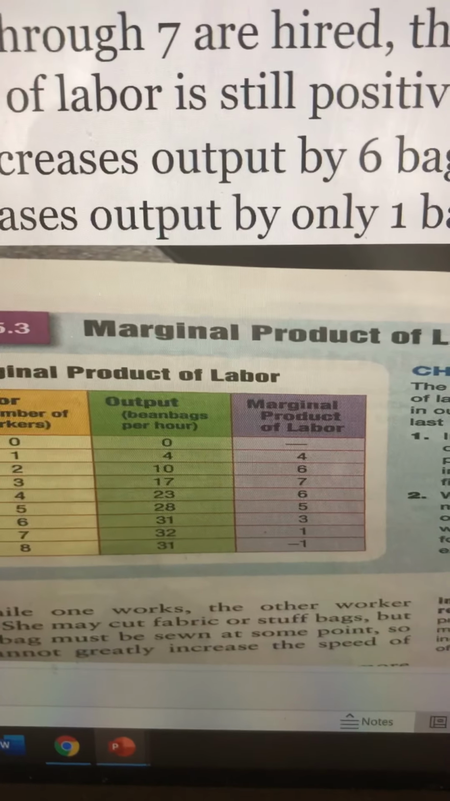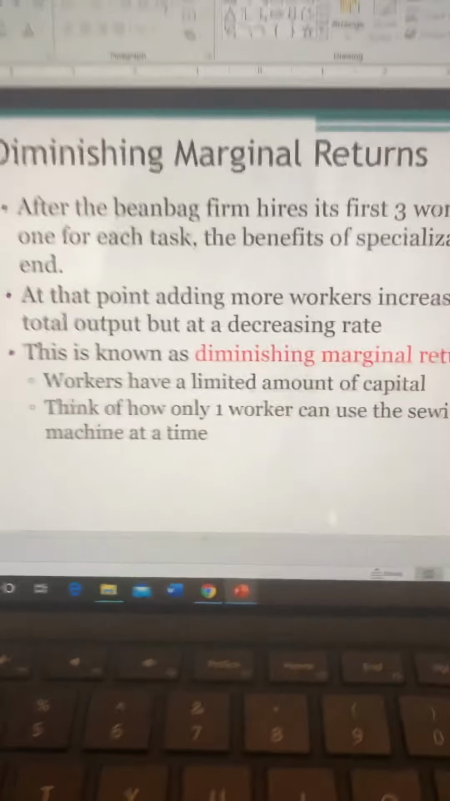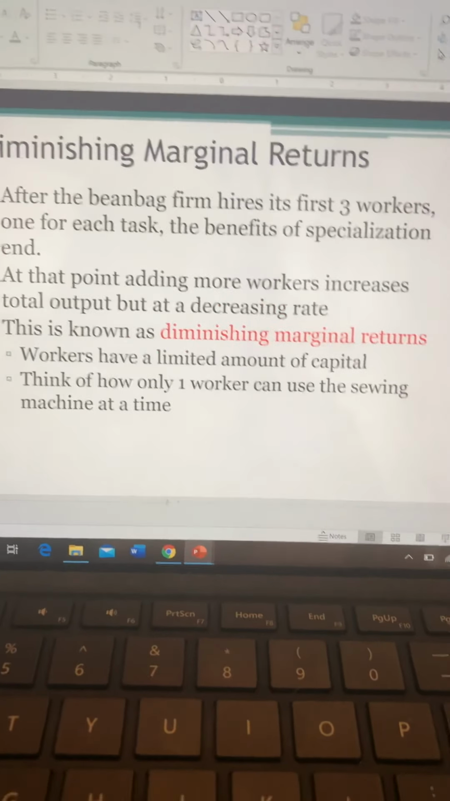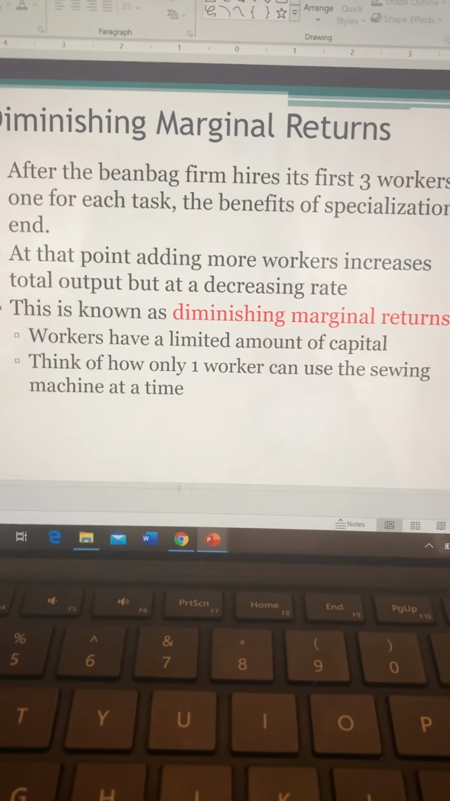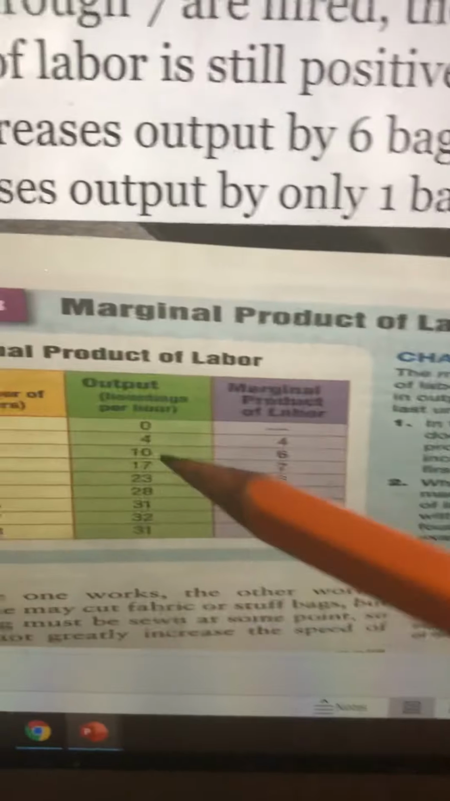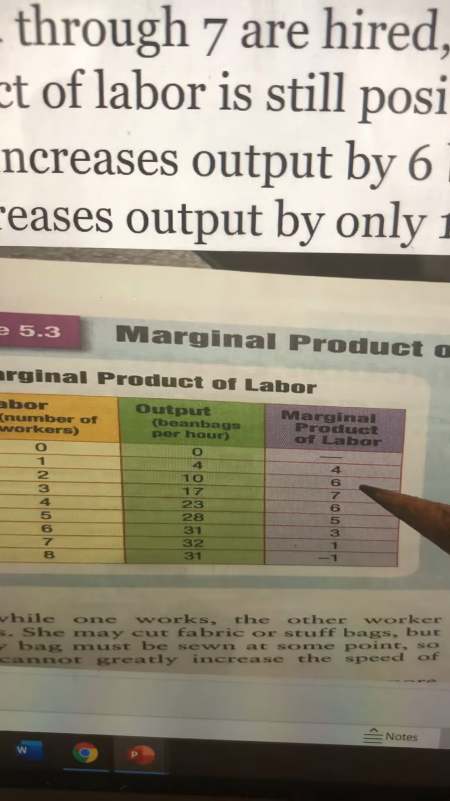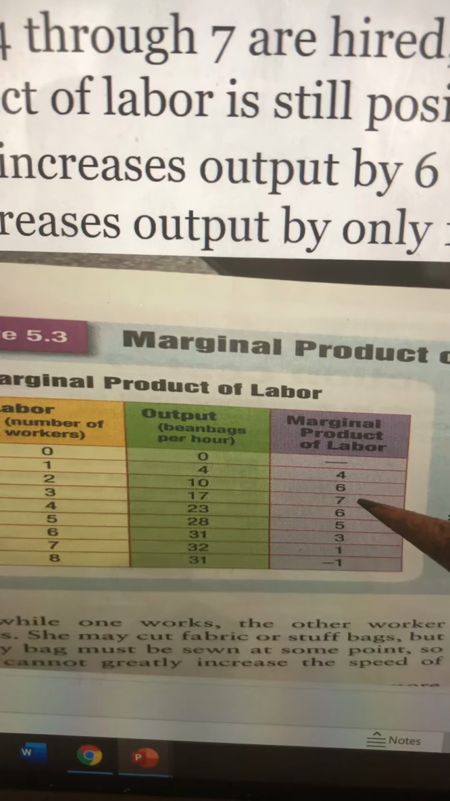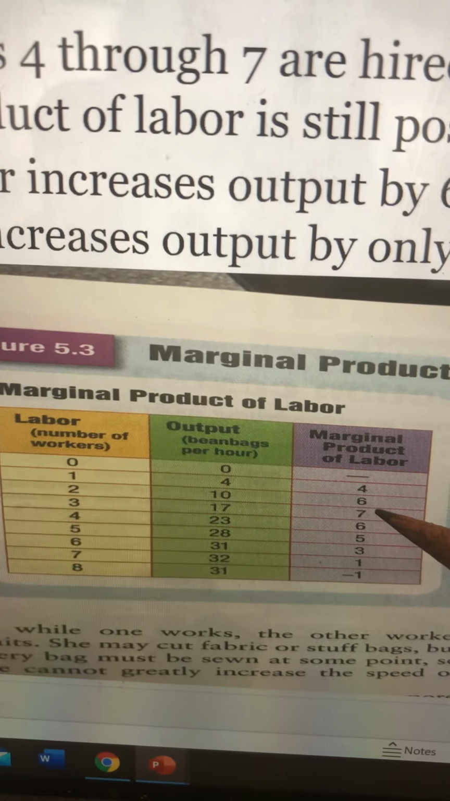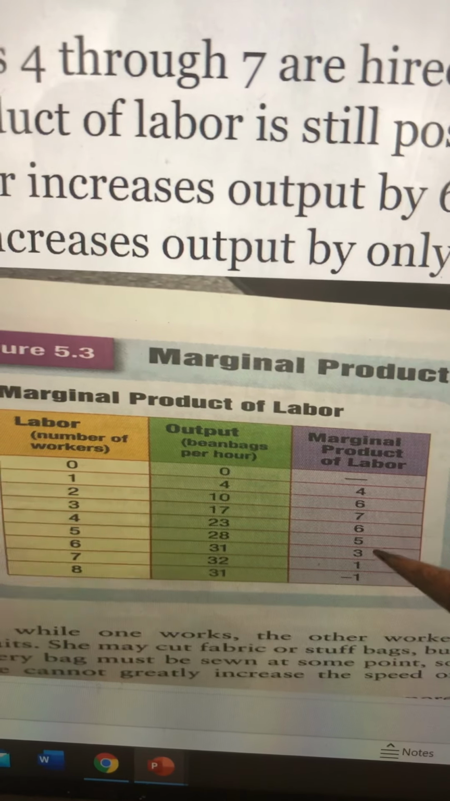Okay, so your output is increasing, but your marginal product of labor is decreasing. That's known as diminishing marginal returns. See how these numbers are going up? The output's going up, but eventually, starting at worker number 3, when you get to the 4th worker, the marginal product of labor starts to go down.